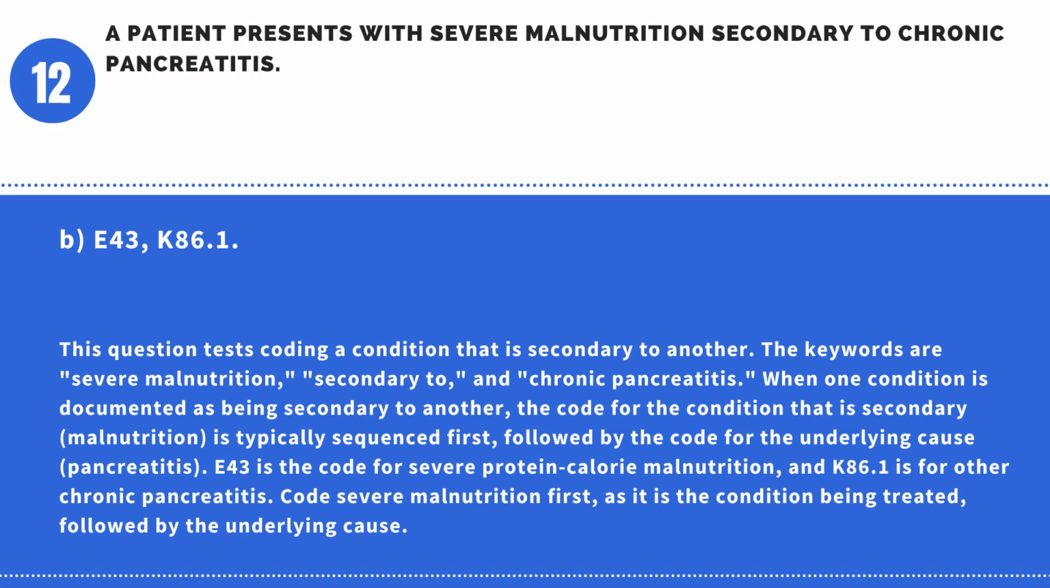Answer, B, E43, K86.1. This question tests coding a condition that is secondary to another. The keywords are severe malnutrition, secondary to, and chronic pancreatitis. When one condition is documented as being secondary to another, the code for the condition that is secondary, malnutrition, is typically sequenced first, followed by the code for the underlying cause, pancreatitis. E43 is the code for severe protein-calorie malnutrition, and K86.1 is for other chronic pancreatitis. Code severe malnutrition first, as it is the condition being treated, followed by the underlying cause.